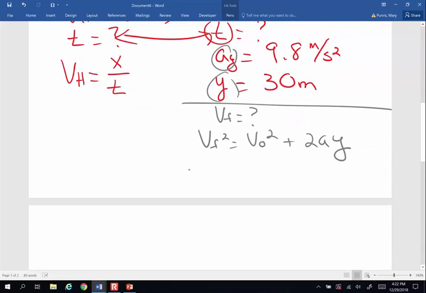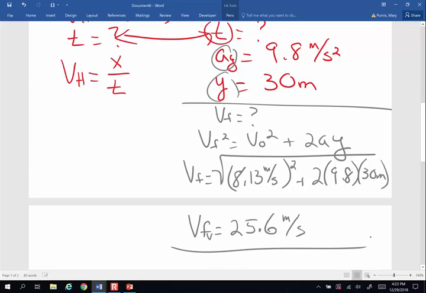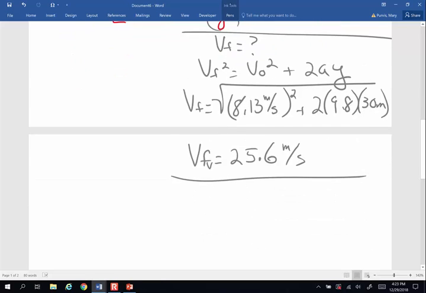And I'm looking for final velocity, so the square root of my original, which is 8.13 meters per second, quantity squared, plus 2 times 9.8 times y, that 30-meter height of the cliff. When I throw all that in my calculator, I get a final vertical velocity of 25.6 meters per second.